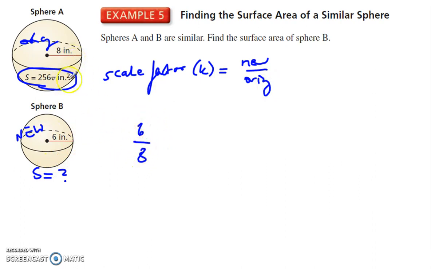Now, in order to find this surface area, I'm going to have to square this, because remember, area is always squared. So square that, and then multiply that times 256 pi. Now 6 over 8 can also be simplified down to 3/4. 3/4 squared is 9 over 16 times 256, which gives me exactly 144 pi. And that's in inches squared.